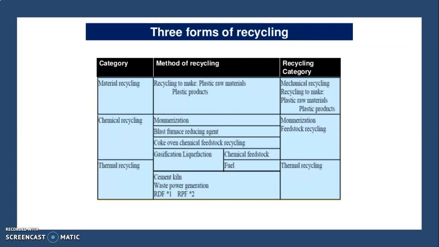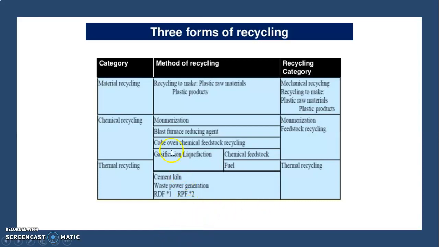Okay, there are three forms of recycling, which are material recycling, chemical recycling, and thermal recycling. Material recycling is the method of recycling to make plastic raw material or plastic product. So the recycling category is mechanical recycling. The recycling makes plastic raw material and plastic product. Chemical recycling involves monomerization, blast furnace reducing agent, coke oven chemical feedstock recycling, and gasification and liquefaction.